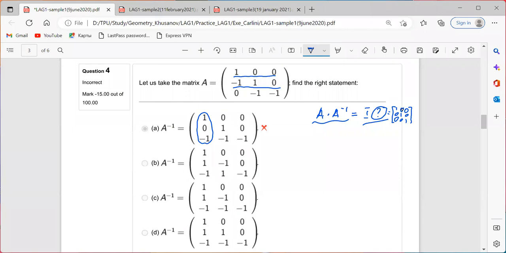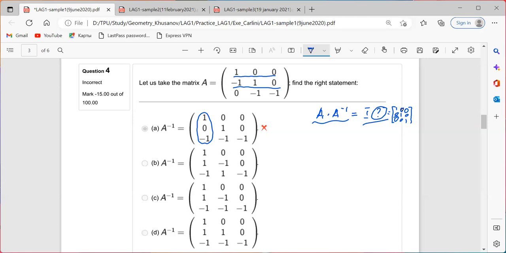Element 2, 1 equals 0. But now you see for the first, our A matrix, element 2, 1, second row by first column, will be not 0. It should be 0. That's why it's not correct. Which we can check second.